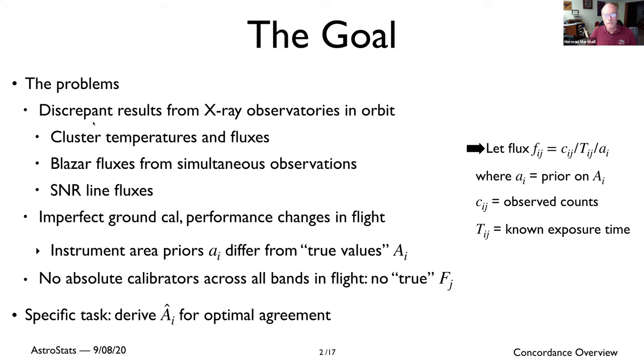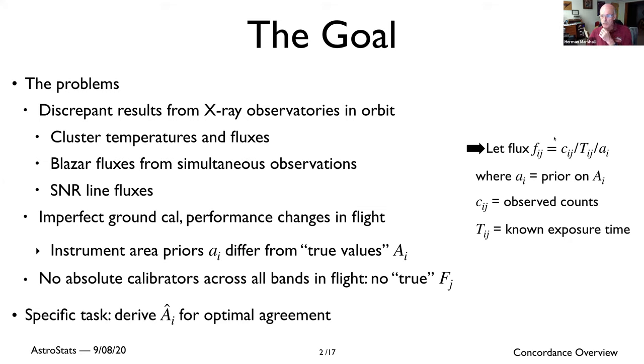And we've measured many different sources where we can see such problems, that one instrument will measure one flux and another instrument measuring the same source will get a different answer. We've done it with clusters, with blazars, which are active galaxies, and they vary quite a bit, so you use simultaneous observations to do that. And then also supernova remnants, which are mostly static, so you should be able to measure the emission lines from the supernova remnant and compare them. And yet, quite frequently, we still have disagreements in what those fluxes are giving us.